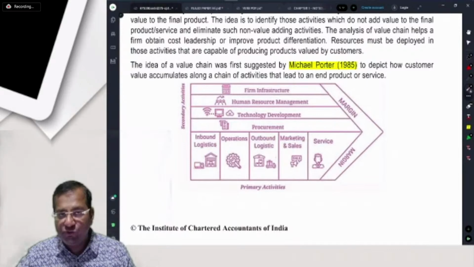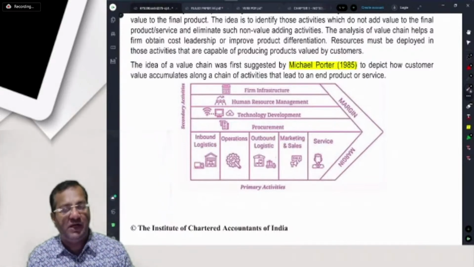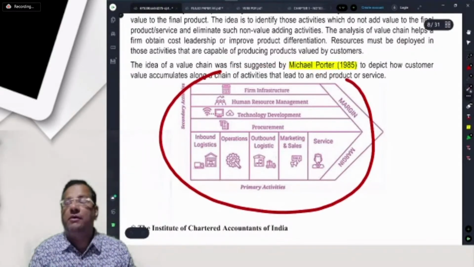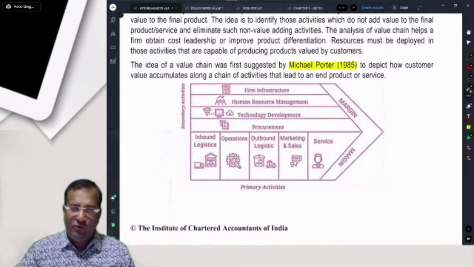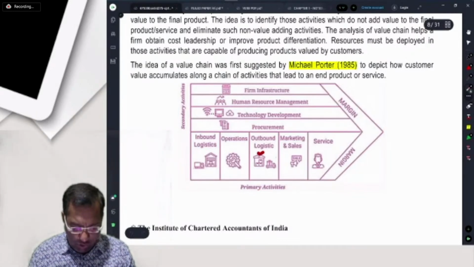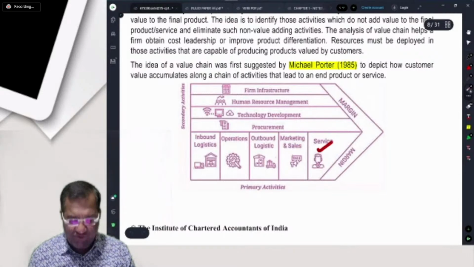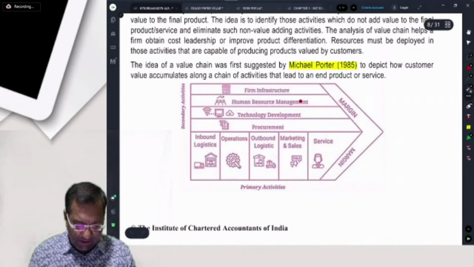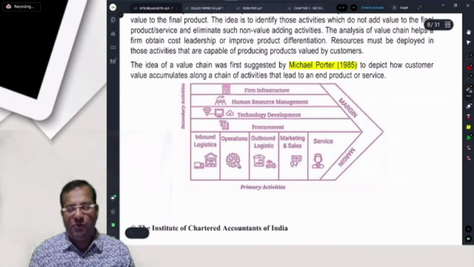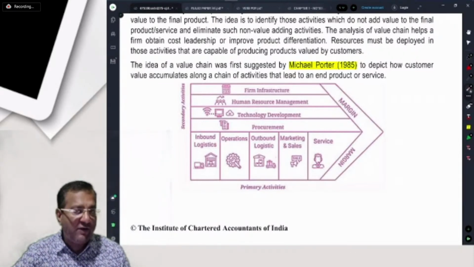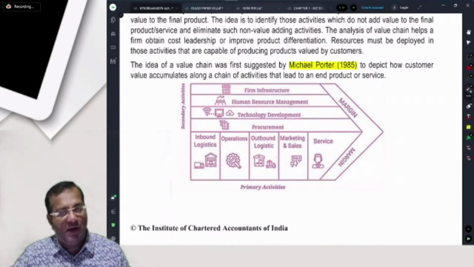So it's not enough to just mug up the 5 primary activity and 4 secondary activity. You must also be comfortable with this graph of value chain analysis. Okay, so there are total 5 primary activities starting with inbound logistic, operation, outbound logistic, marketing and sale, and service. And there are 4 secondary activities: firm infrastructure, HR, technological development, and procurement. So this total 9 activities will constitute all the activities in the organization identified by Mr.